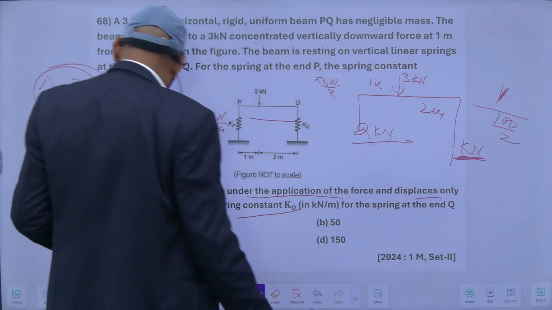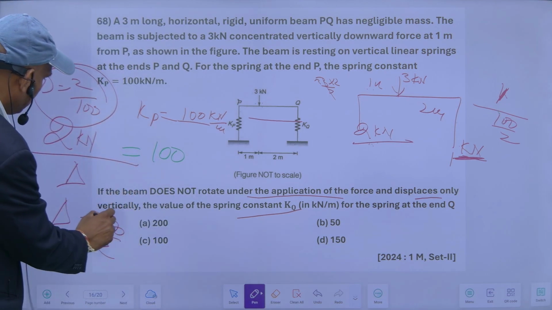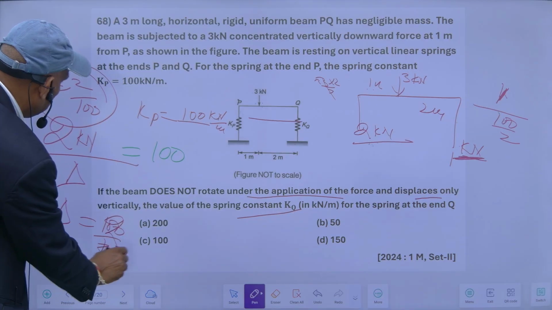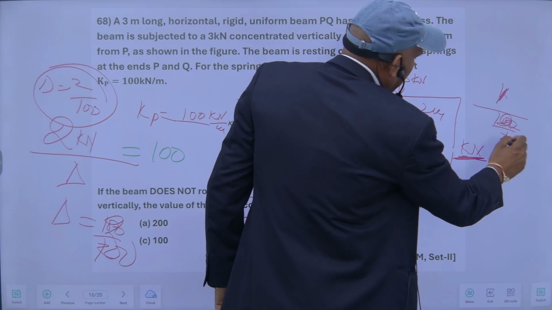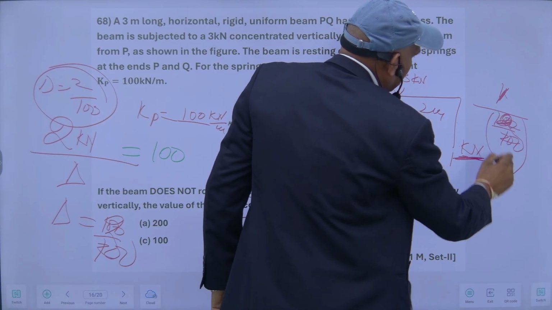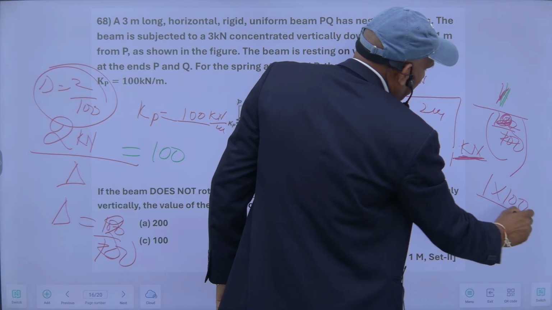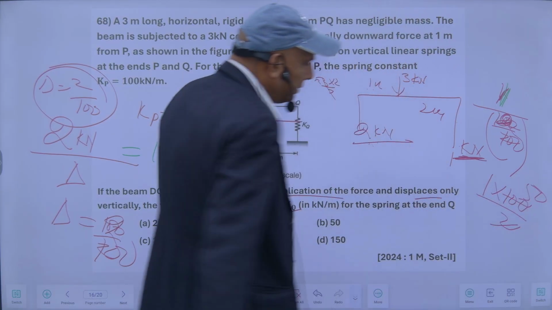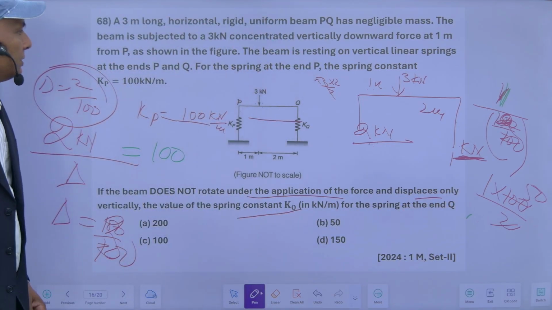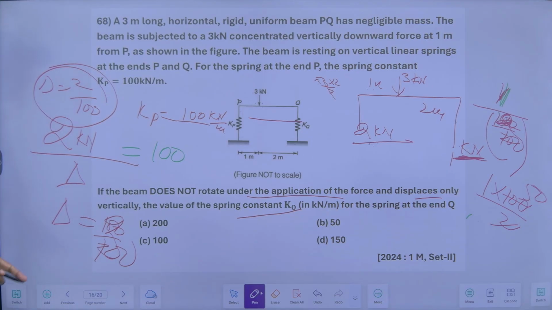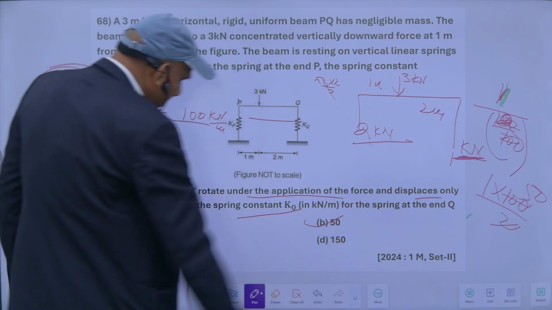So this is the deflection delta. Oh sorry, this is 2 by 100. So if I put the value of 2 by 100 here, so this displacement load is this one, I will get 1 into 100 by 2, which means 50. So 50 is its spring constant, its spring stiffness is 50. So this is the right answer.